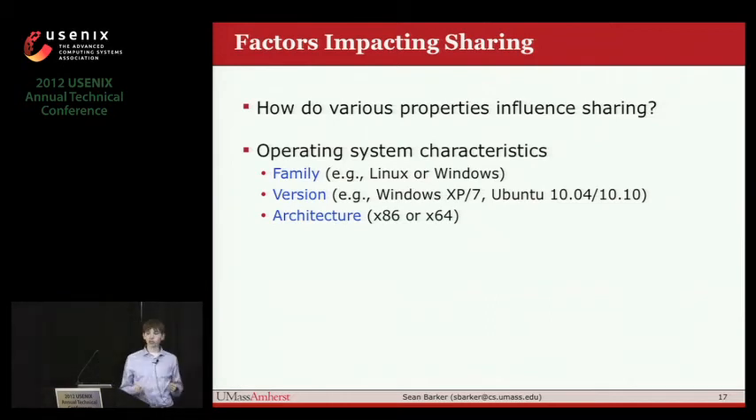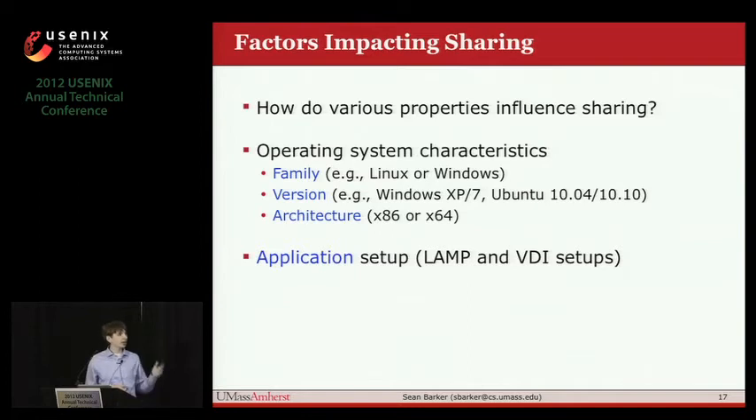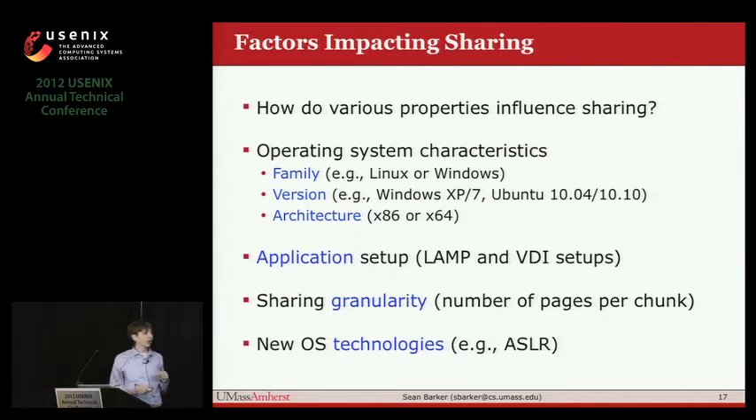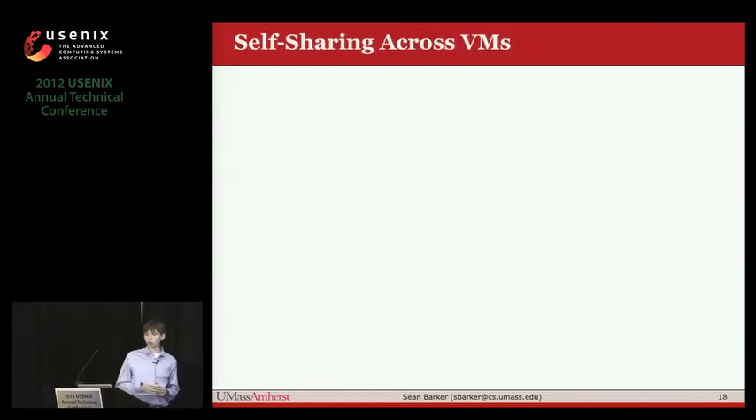In addition to the OS itself, we can also consider the application setup. And here again, we're looking at a server and a desktop setup, roughly emulating what you might see in a LAMP setup or a VDI setup. We can also consider factors such as the granularity of sharing. So this is again referring to the granularity with which you break up memory when you're actually performing sharing. And then we're also interested in new OS technologies. The one I'm going to talk about here is address space layout randomization, and we'll get to that in a little bit.